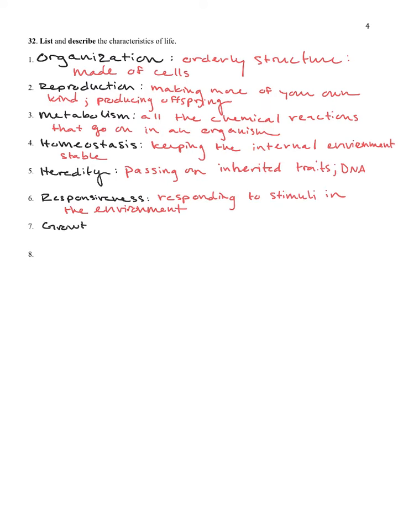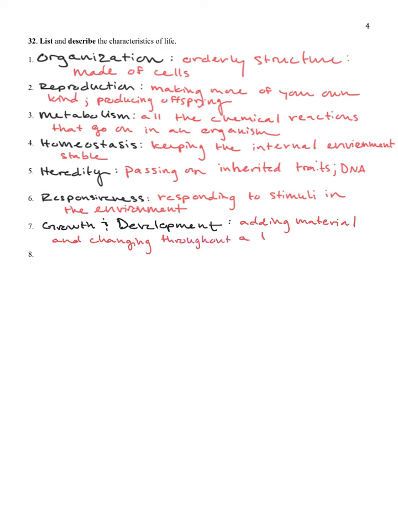Number 7 is growth and development. So this is the ability of an organism to add material or cycle material through its body throughout its lifetime or its lifespan. And so some organisms, like multicellular organisms like humans, actually change size, right? When you were born, you were probably about 20 inches long, and now you're probably over 5 feet tall. So you added material. If you were a single-celled organism, you might not get very much larger, but you would definitely change over time and change out the molecules that make up your body. So growth and development is different depending on the complexity of the species.